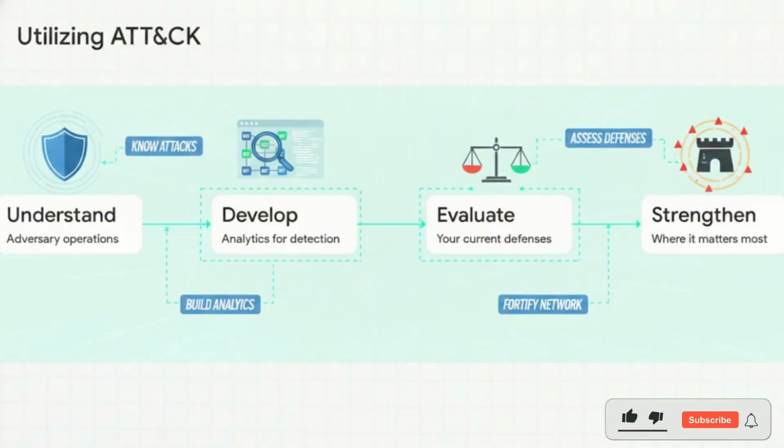Okay, so what's the big takeaway here? How do you actually use this thing? Well, here's your game plan. First, use it to understand adversary operations. Really get to know how they prep and launch attacks. Second, use the resources to develop analytics that can spot these specific techniques on your network. Third, honestly evaluate your current defenses against this real-world knowledge. And fourth, strengthen your network where it matters most. Because this is all based on real-world observations, you can literally correlate specific adversaries to the exact techniques they use and build a highly targeted custom defense.